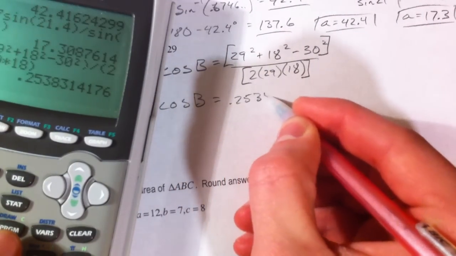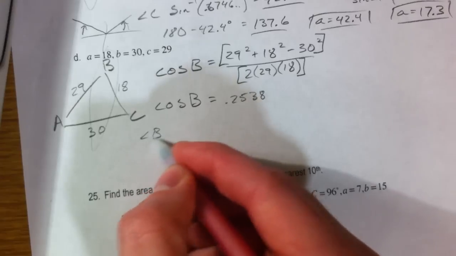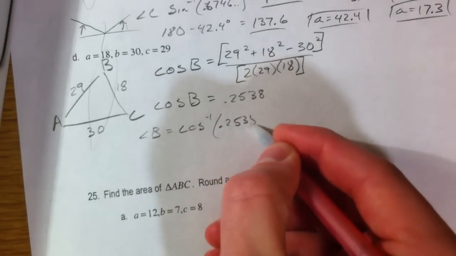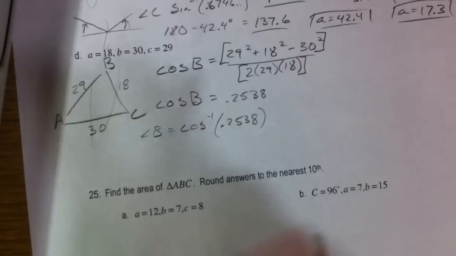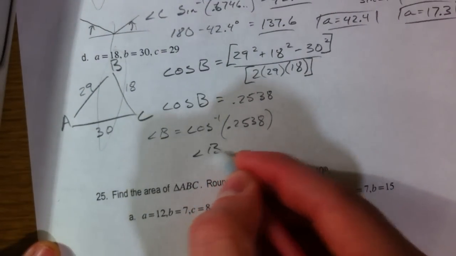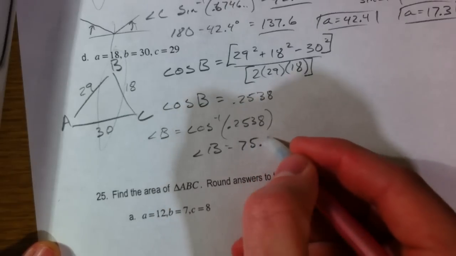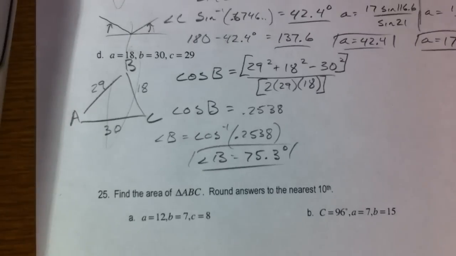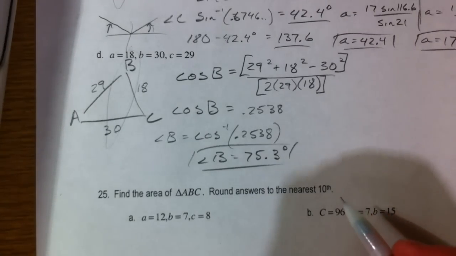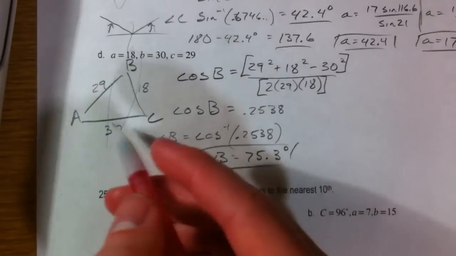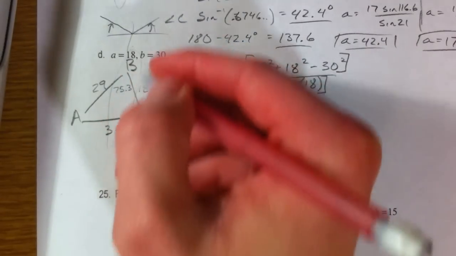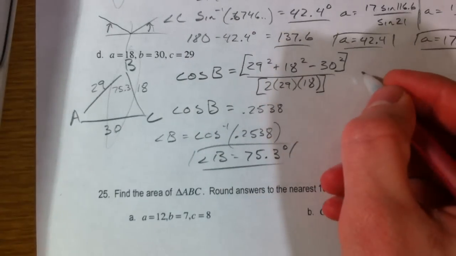So 0.2538. So angle B is the inverse cosine of 0.2538, which is 75.3 degrees. So that's our first angle B. Only one angle possible where you have a side, side, side situation. And then let's find any of the other two. 75.3 is right here. So let's use that ratio.